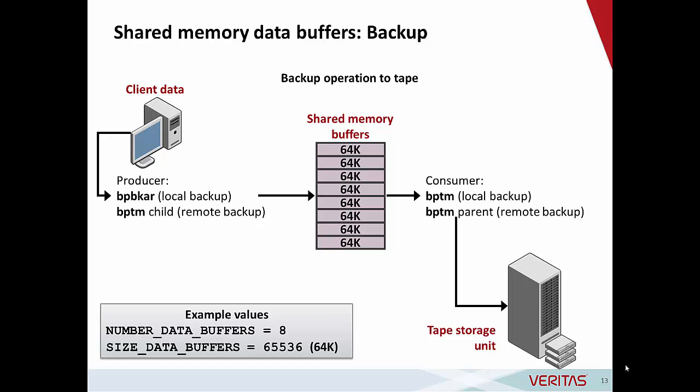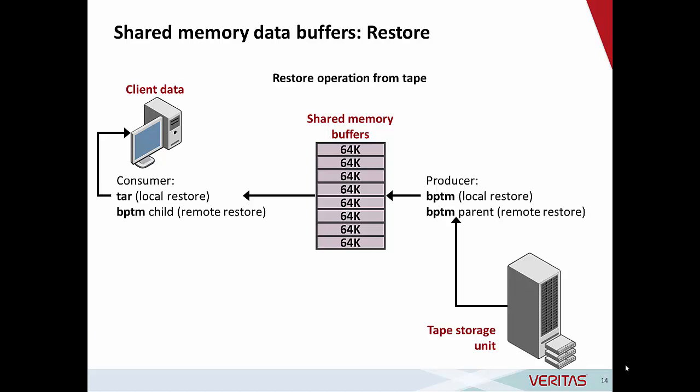Here's an example of a restore operation where we see that the roles have been reversed. The BPTM process on the media server is now the producer of the data, and the TAR process on the client system is now the consumer of the data. Although the terms have switched, it's still the same thing we're looking to do here: identify where the bottlenecks are located. Do I have a consumer side bottleneck, i.e. the client, or do I have a producer side bottleneck, i.e. the media server?